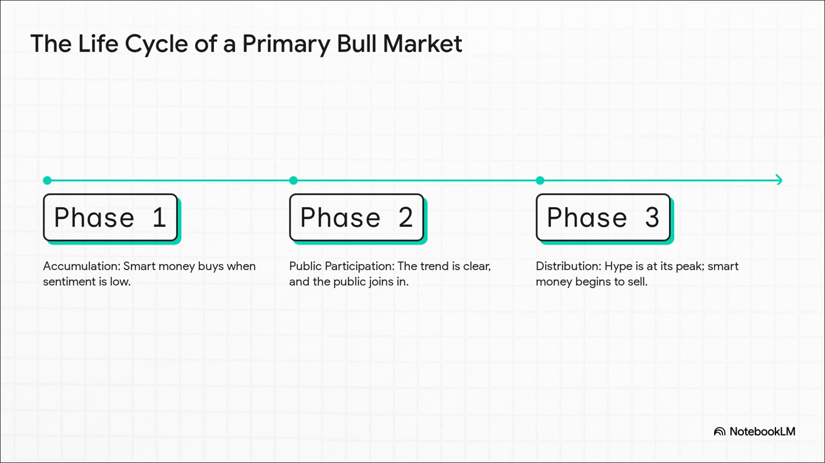Now, the trend is obvious. Business news is good, and the general public starts to get excited and jump on board. This is what really pushes prices up. And finally, you get the distribution phase. The hype is off the charts, there's euphoria everywhere, and that same smart money that bought in phase 1 starts quietly selling to the excited masses.